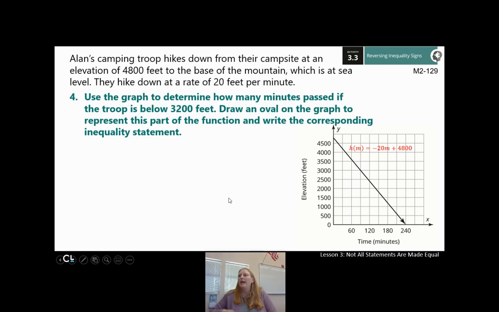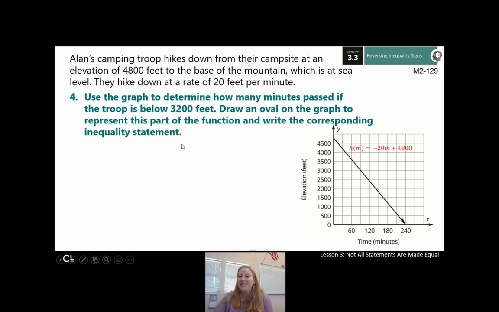So now let's go ahead and use the graph. We're going to use the graph to determine how many minutes passed if the troop is below 3,200 feet. Okay, so you're going to want to draw an oval on your graph as well to represent this part of the function and to write that corresponding inequality statement.